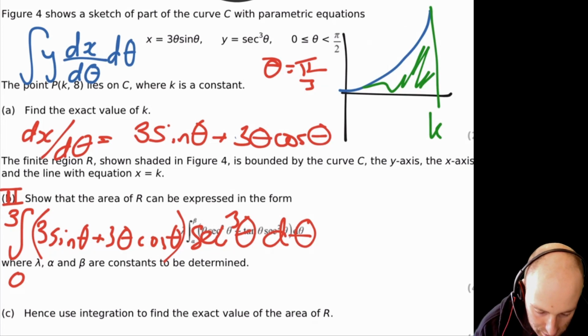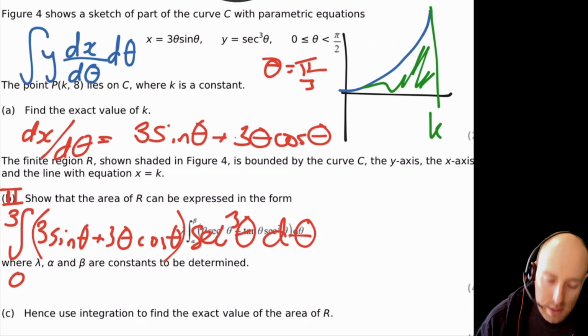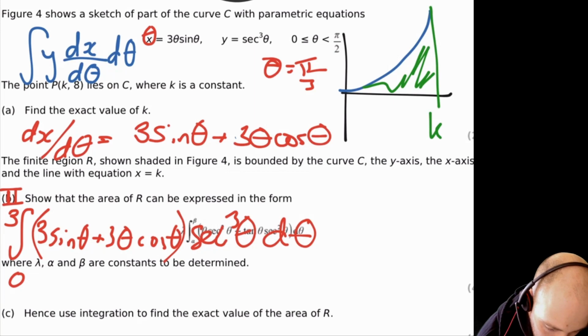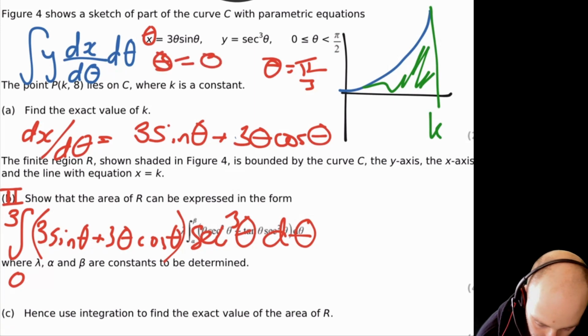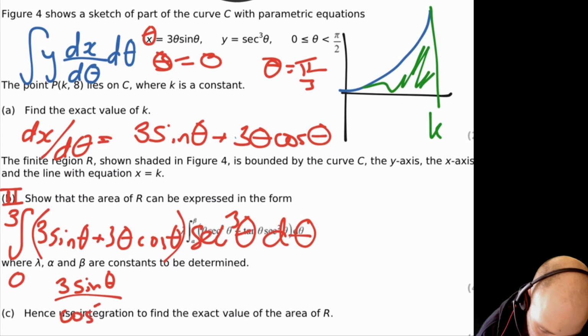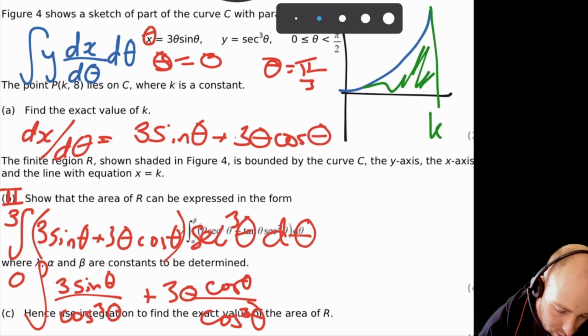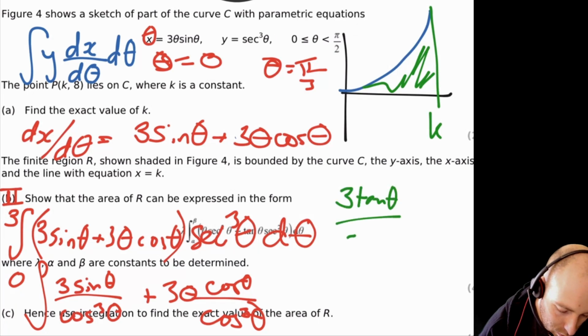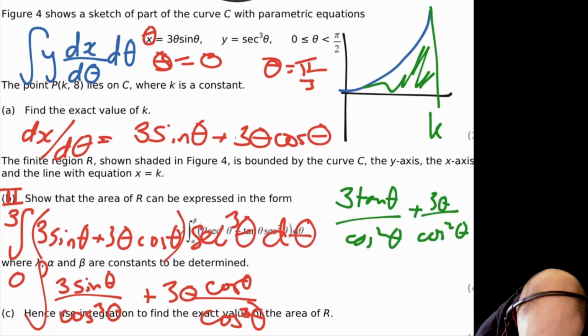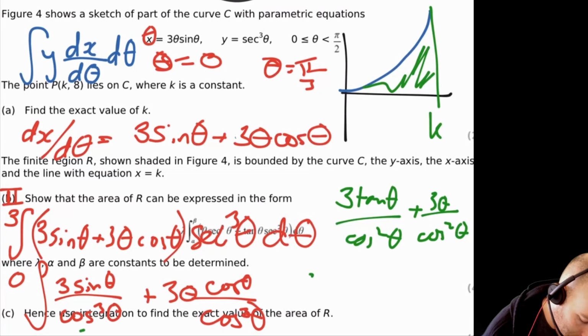We also need to check the other coordinate is 0. I've just kind of guessed that. So if we put in x is 0, we get theta is also 0. So x equals 0 leads to theta 0 as well. So if I expand this, we're going to get 3 sine theta over cos cubed theta plus 3 theta cos theta over cos cubed theta. That I can then turn into 3 tan theta over cos squared plus 3 theta over cos squared. So the cos squared on the bottom there, I could take out as a factor and call it sec squared.